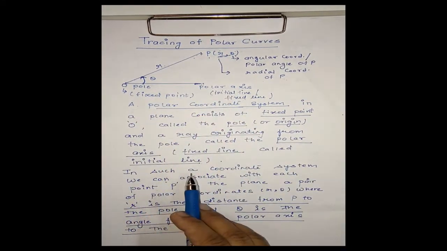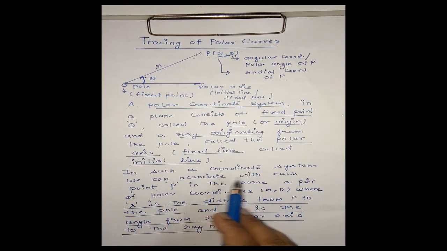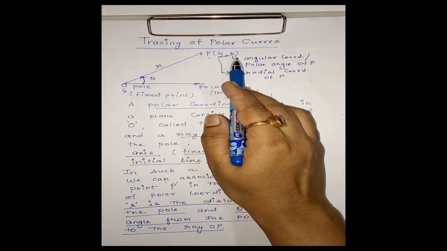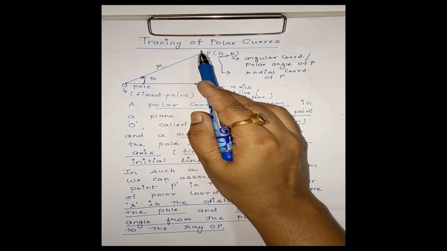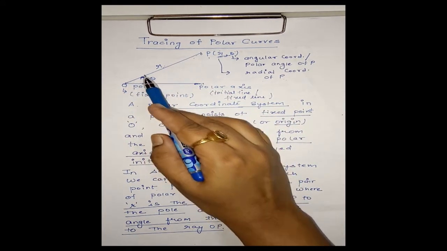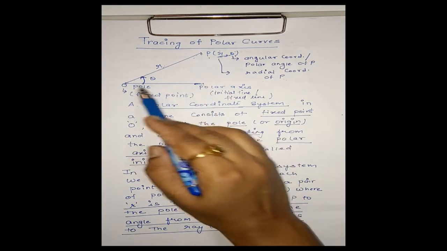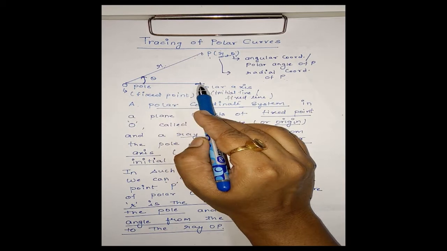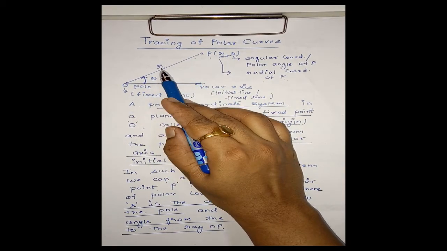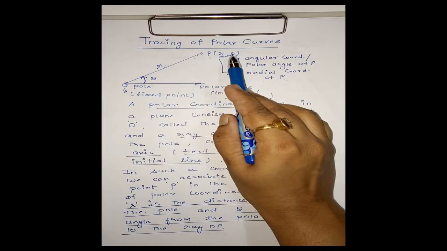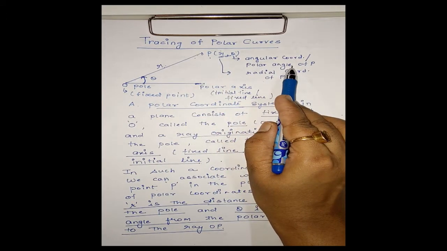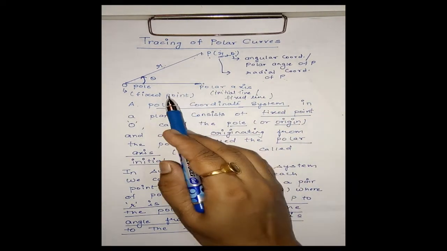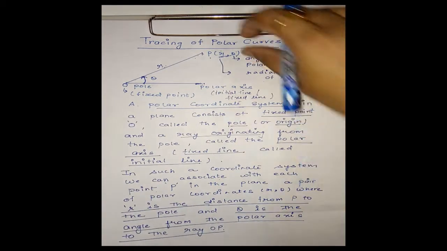In such a coordinate system, we can associate with each point P in the plane a pair of polar coordinates (r, theta), where r is the distance from P to the pole O and theta is the angle which the polar axis makes with the ray OP. This theta is called the angular coordinate or polar angle of P and r is called the radial coordinate of P. Now let us understand this with the help of an example.